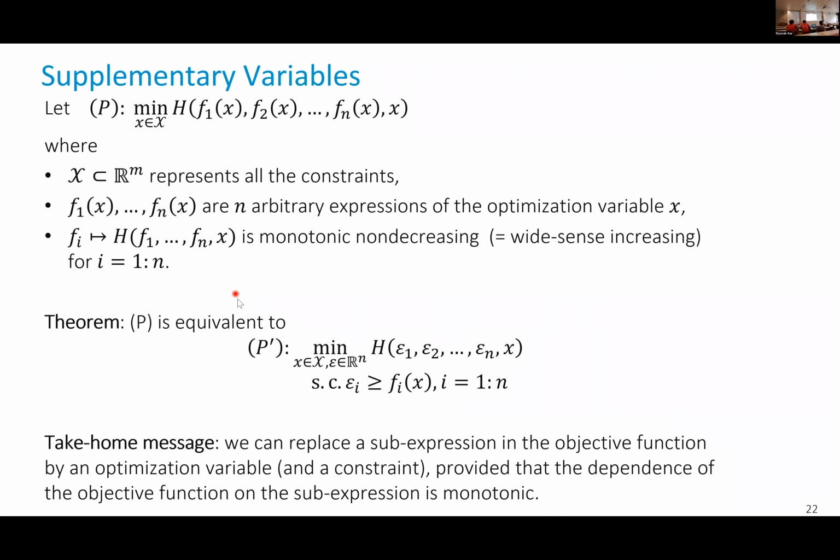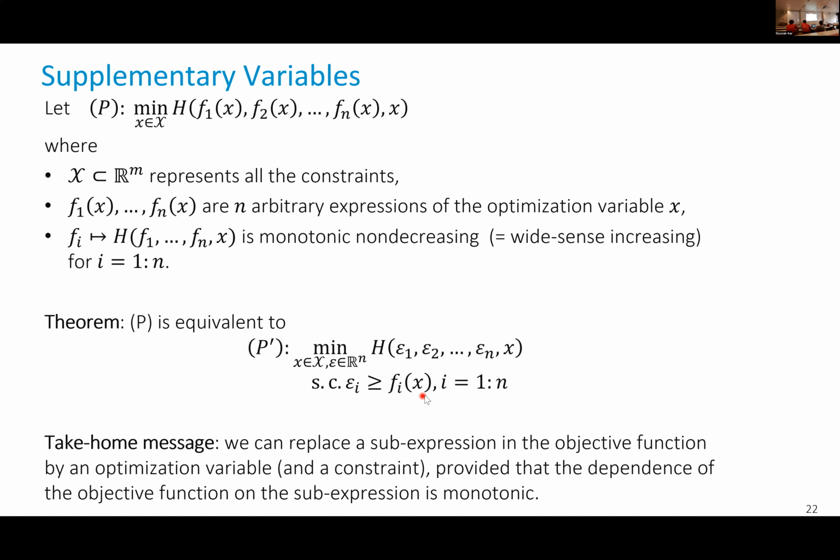Then, given this, this is equivalent to replacing sub-expressions in the objective by supplementary variables. I replace F1 of X by epsilon 1, F2 of X by epsilon 2, etc. And I add the constraint that epsilon i is larger than the expression. So I have transferred the complexity from the objective function to constraints. And the idea, of course, we will apply that when we have max, because we know that being larger than the max is being larger than all of the constituent elements.